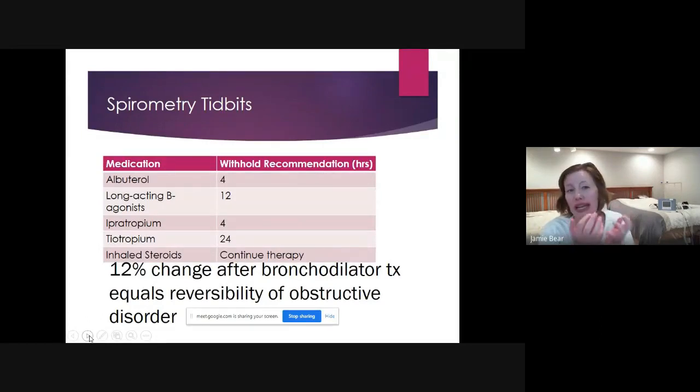So once again, other things to look for: make sure before you do a spirometry that you withhold the patient's medications. Take, for example, albuterol, you should recommend holding for 4 hours. If it's a LABA, long-acting, about 12 hours. A SAMA, like ipratropium bromide, 4 hours. And then tiotropium, a LAMA, about 24 hours. And if it's inhaled steroids, just continue. That shouldn't affect it. But once again, we need to have that 12% change after bronchodilator therapy, and that would equal reversibility of an obstructive disorder.